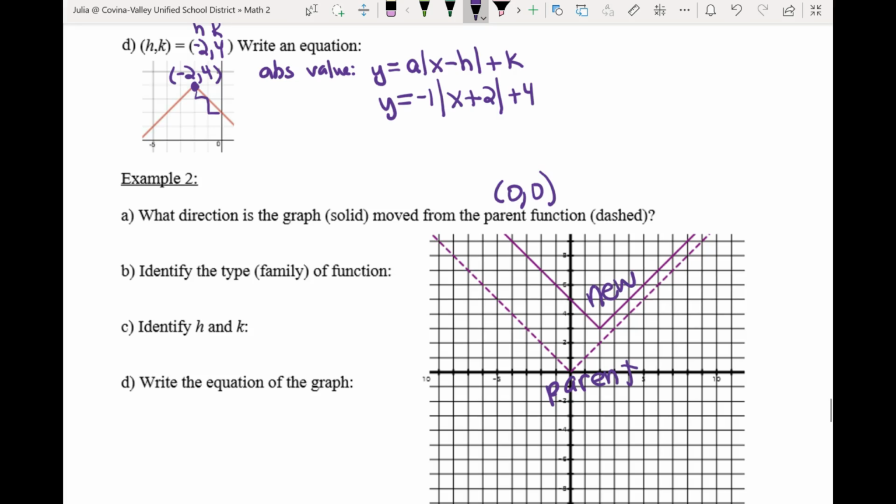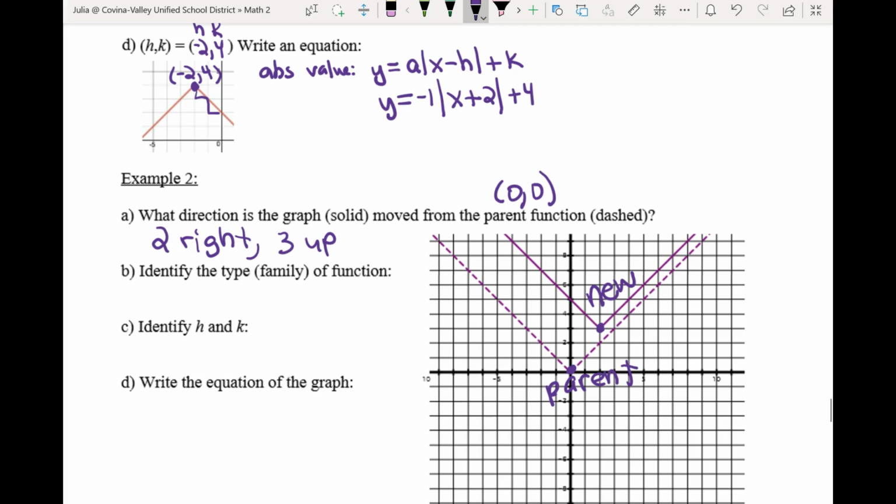Okay. So the question is, what direction is the graph, the solid line, the new one, moved from the parent function? So we have to count to go from here to here. Where do we go? How much right did we go? 2. So 2 to the right. And then what did we do? 3 up. Up 3. It doesn't matter which word you put first. Well, those are both positive. To the right is positive and up is positive.